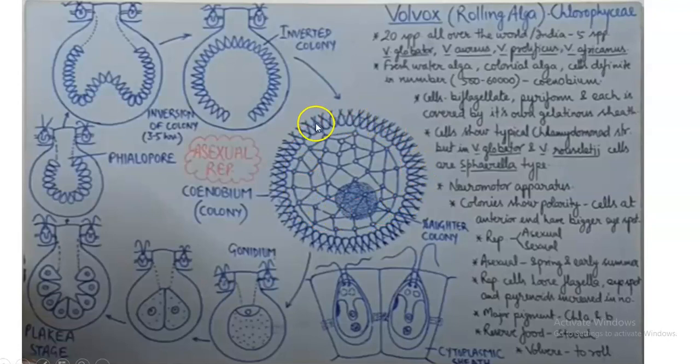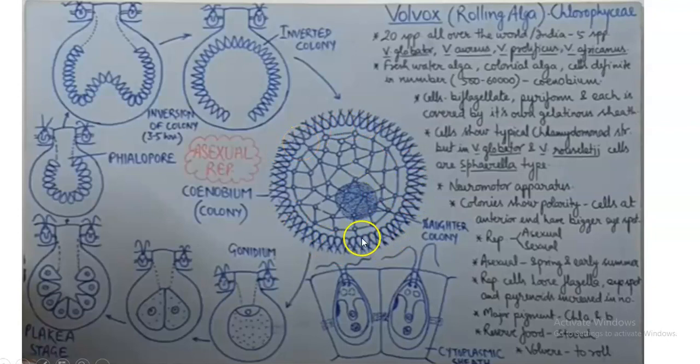Polarity means occurrence of two poles. For example, say North Pole and a South Pole. In this, we are denoting this North Pole as the anterior side and the South Pole as posterior side. The cells at the anterior side are called somatic cells, and they will be having long flagella and larger eye spot. Okay, they will be responsible for locomotion and the structural integrity of this coenobium body.